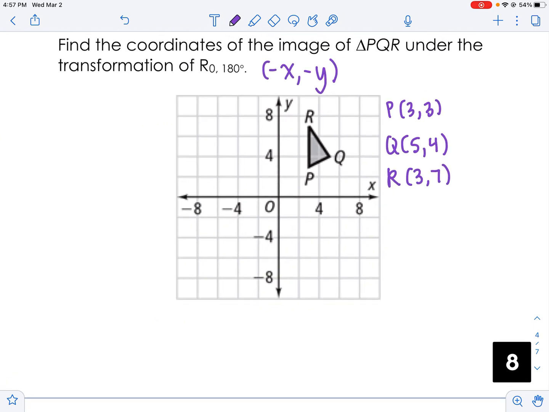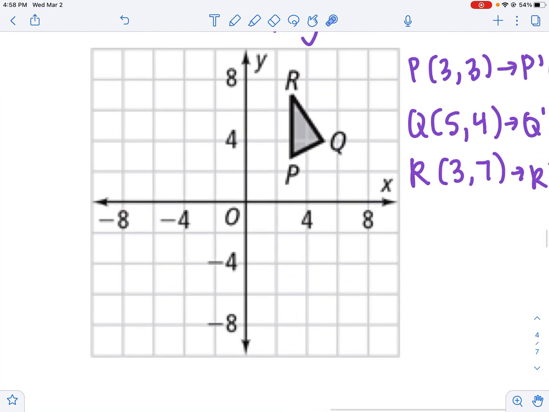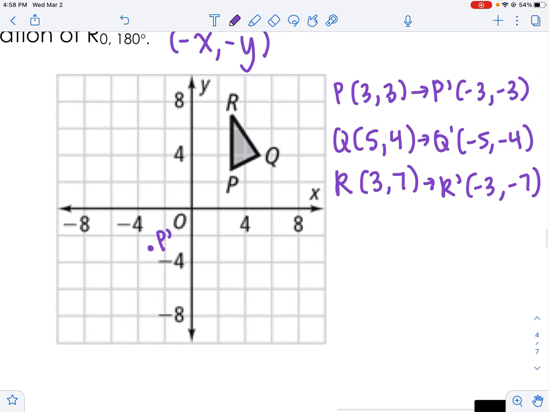So if this were 180 degrees, I'm just going to make them negative. So P prime should be at negative 3, negative 3. Q prime should be at negative 5, negative 4. And R prime should be at negative 3, negative 7. And now I'm going to go plot those points. So P prime should be at negative 3, so that's 2, negative 4. There's negative 3 right there in between. Q prime is at negative 5, right there, negative 4.